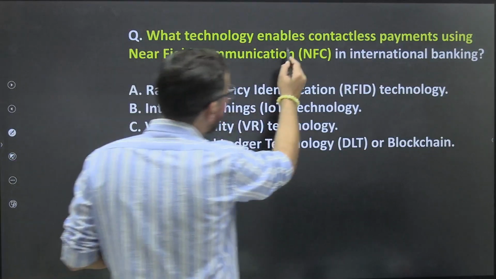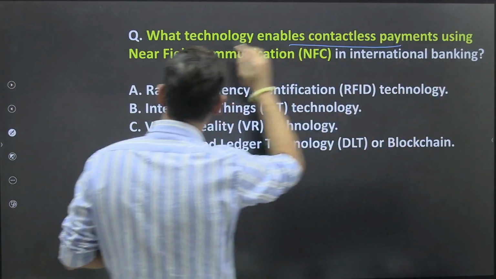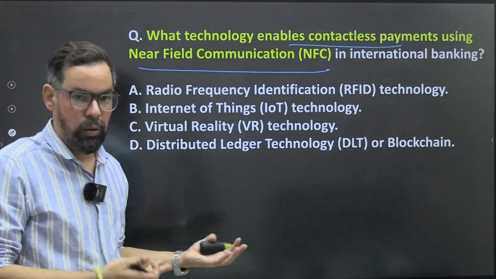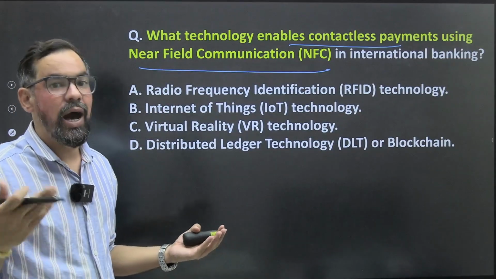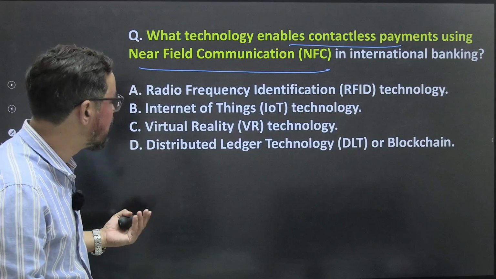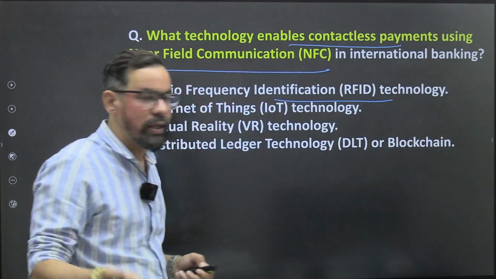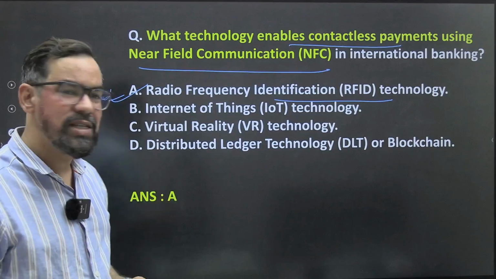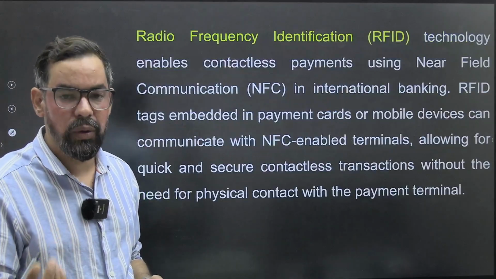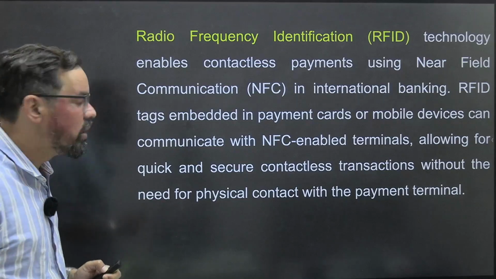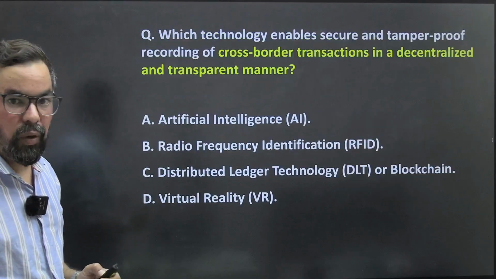What technology enables contactless payment using near field communication in international banking? Even in normal banking, it is known as RFID, okay. RFID means radio frequency identification technology. Whatever cardless transactions we do, like scan and pay or touch and pay, that is completely built upon this RFID.